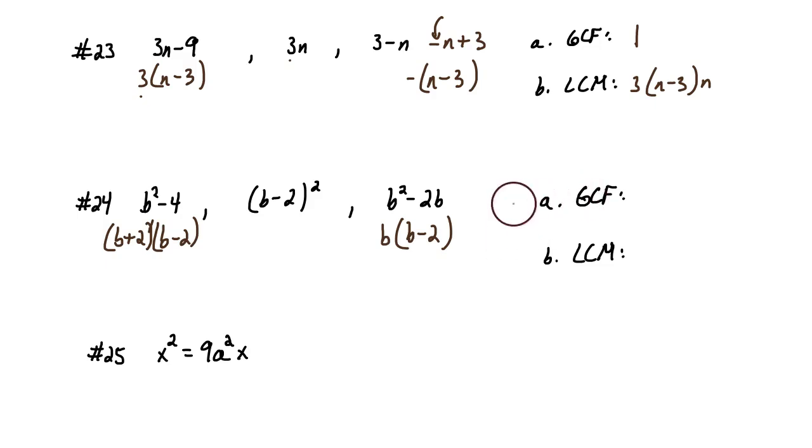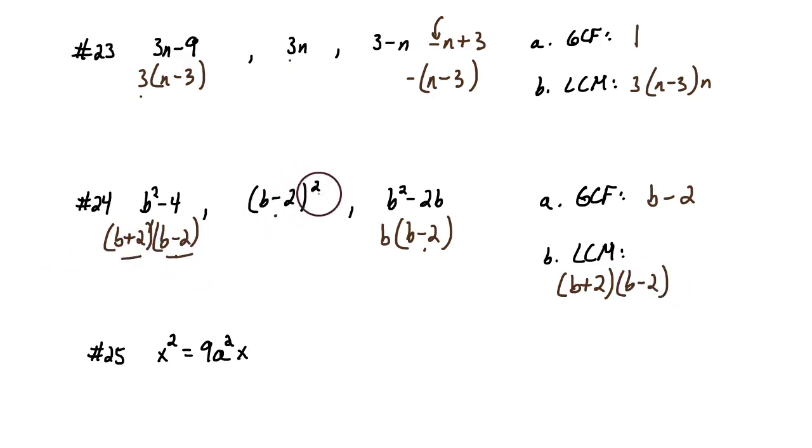Let's get our greatest common factor. There is a b minus 2 in all the terms. That's the GCF. Now let's create our LCM. We need a b plus 2 and a b minus 2. That takes care of both of those.